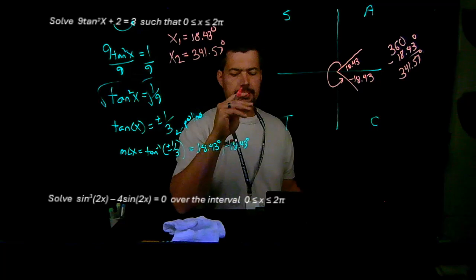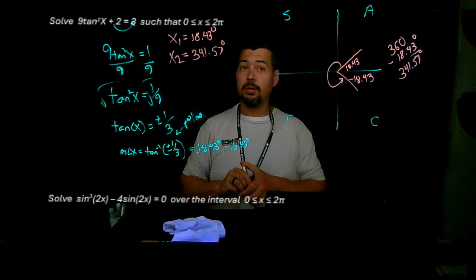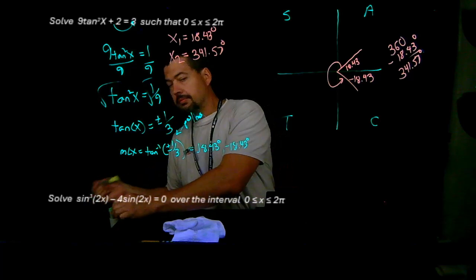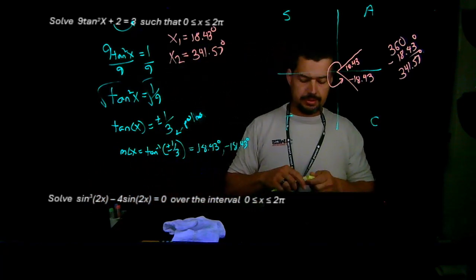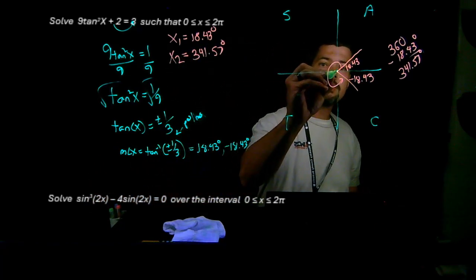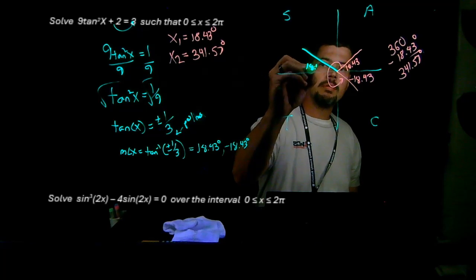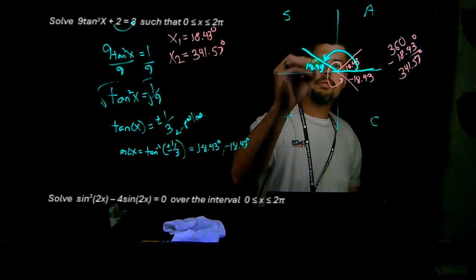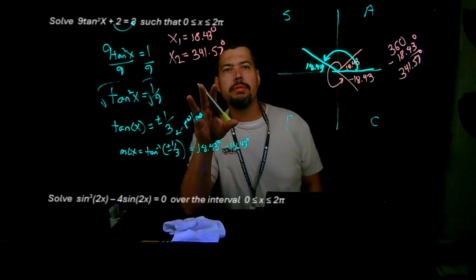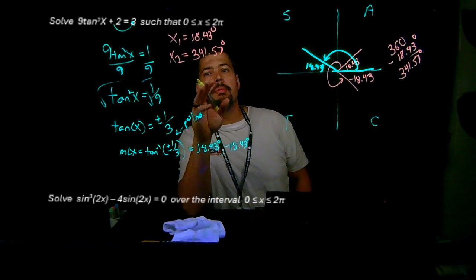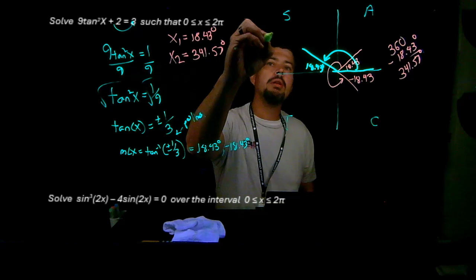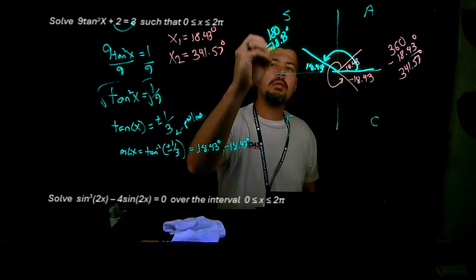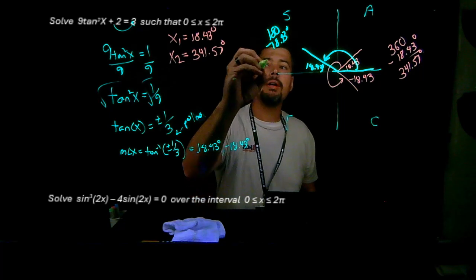There's two answers. Now, like I said, there's four because I can still exist in these two quadrants right here. So reference angles, they're 18.43 degrees. This angle right here is all of the semicircle or straight angle with the exception of 18.43 degrees. So it's going to be 180 minus, which is going to be 161.57.